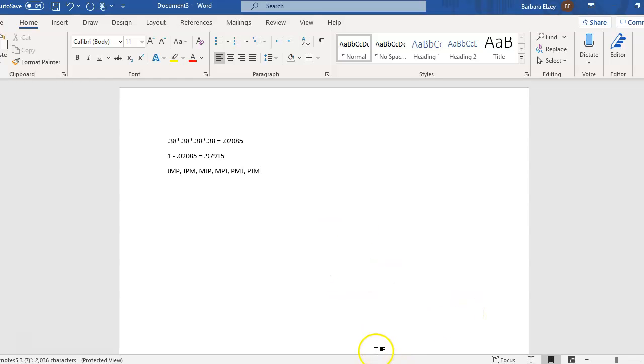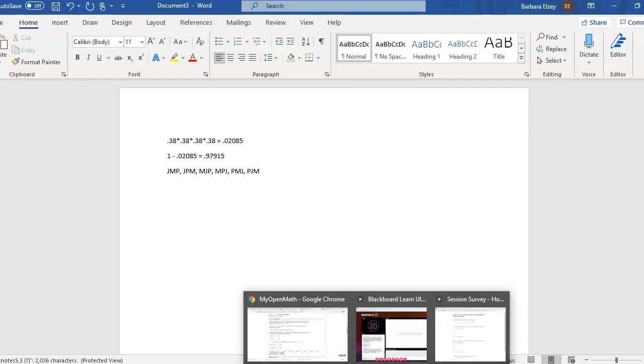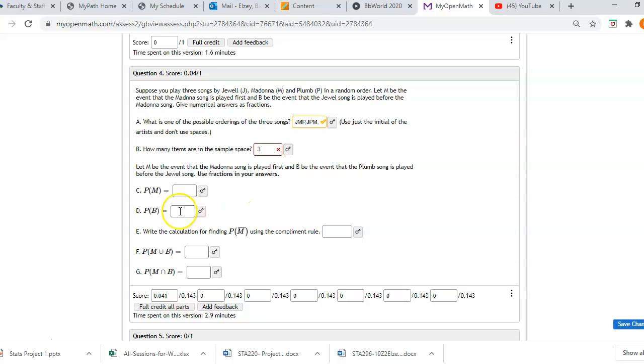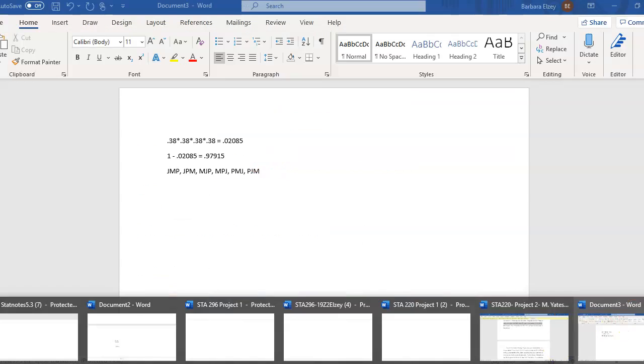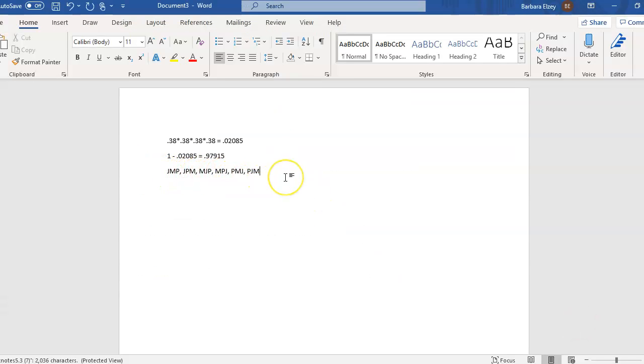All right, so with that in mind, let's go back here and look at our next question. Find the probability of M. Now the event M was the event that the Madonna song is played first. Okay, so if we look back at our sheet, where was the Madonna song played first? Well, in these 2 right here, Madonna is listed first. That's 2 of them where Madonna is listed first out of 6 of them in our sample space. So that's 2 out of 6, which reduces to 1/3. So that's the probability they want on that one.